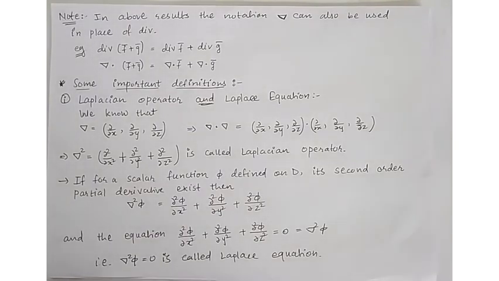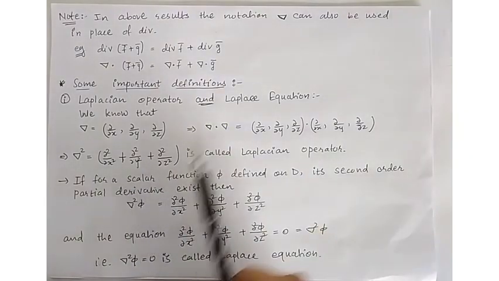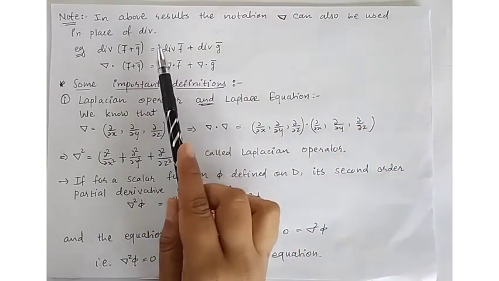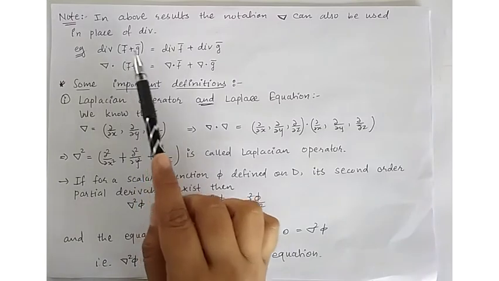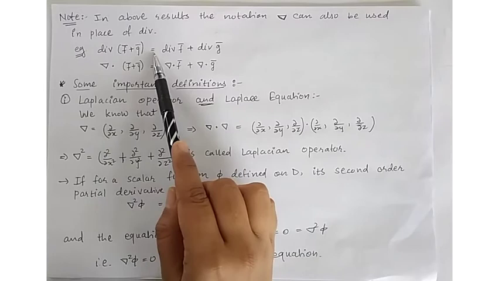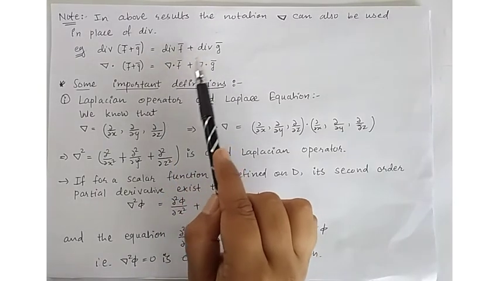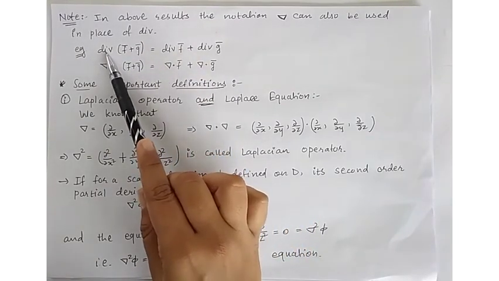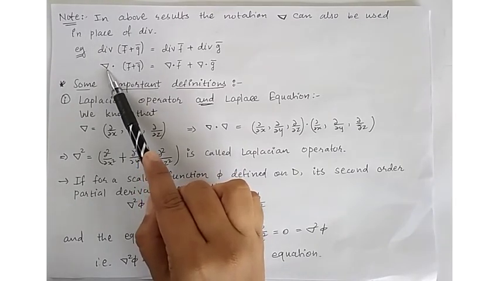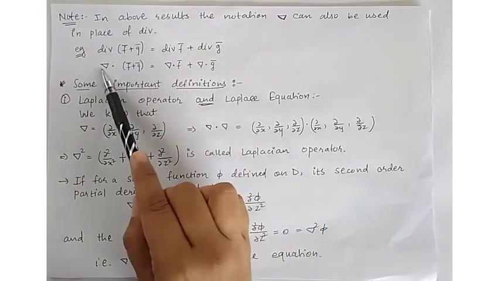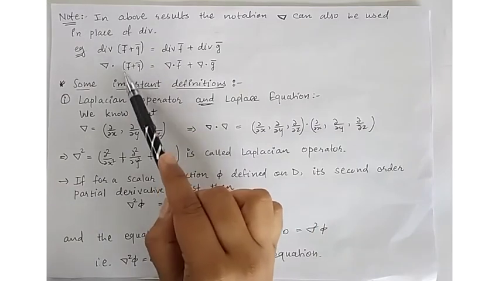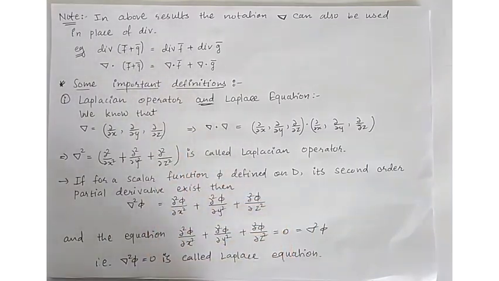So next is a note. In the above results, the notation nabla can also be used in place of divergence. For example, we have proved this result, that is divergence of F bar plus G bar is equal to divergence of F bar plus divergence of G bar. So instead of divergence, we can use this operator nabla. So in the exam, instead of this, one can ask this. The proofs are the same for both.